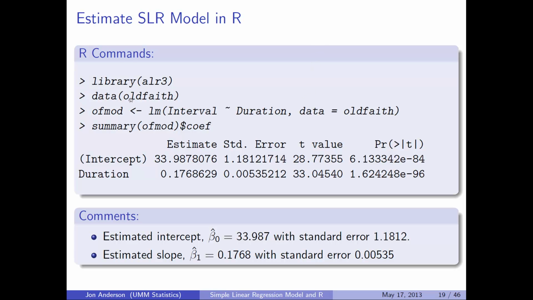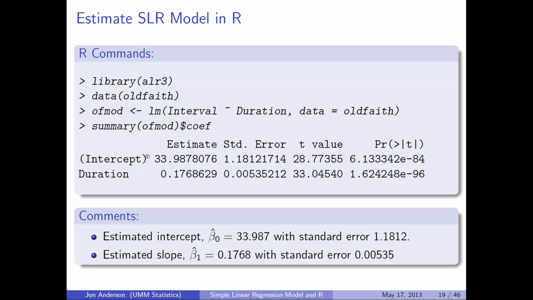We would have a data set called Old Faithful, and we're going to estimate the simple linear regression model in this third command using the lm function for a linear model. We're going to use the response variable interval, explain it by duration, and use the data frame Old Faithful. Then from the model object called Old Faithful mod, I have printed a summary of that object right here, at least the coefficients of it.